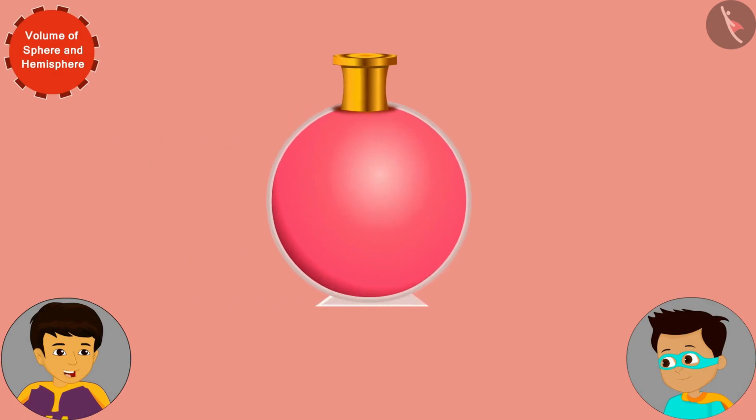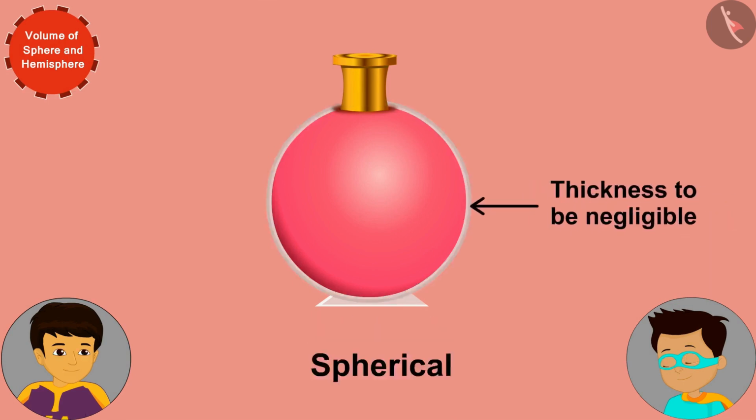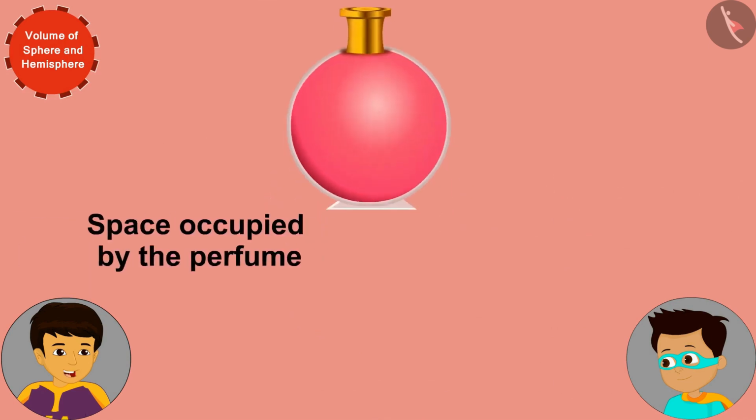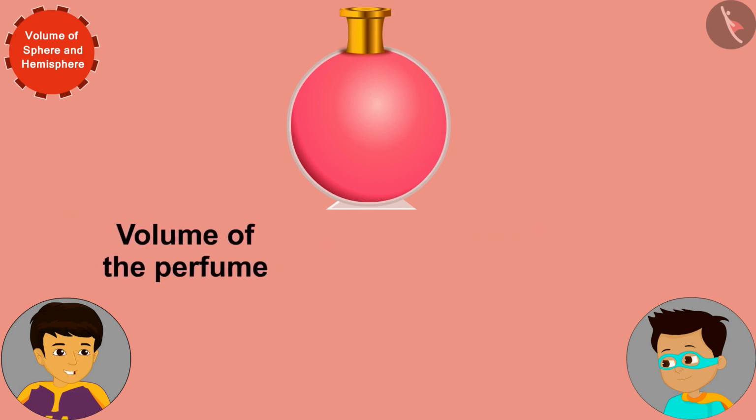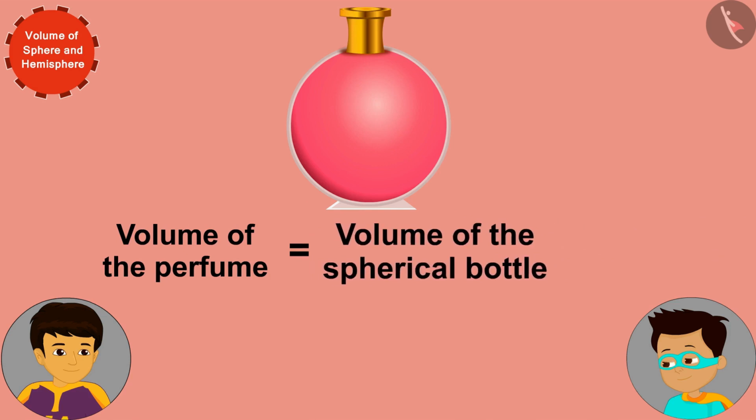Thomas, the part of the perfume bottle in which the perfume is filled is spherical. And because the bottle is made of thin glass, we would consider its thickness to be negligible. Therefore, the space occupied by the perfume in the bottle is equal to the space occupied by the bottle. In other words, the volume of the perfume will be equal to the volume of the spherical bottle.